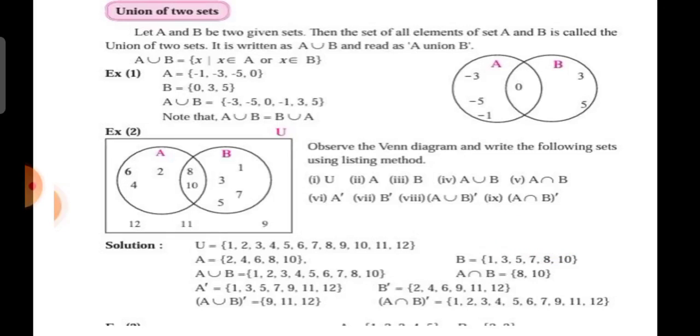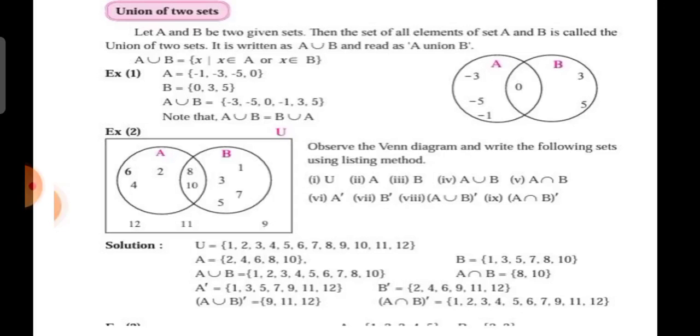Then A complement. A complement is the set of those elements which are present in the universal set but not present in set A. Now see, in the universal set, leaving aside the elements of A, all the rest will become A complement. Which are the elements of A? 2, 4, 6, 8 and 10. Which elements are left then? 1, 3, 5, 7, 9, 11 and 12. These will be all A complements.